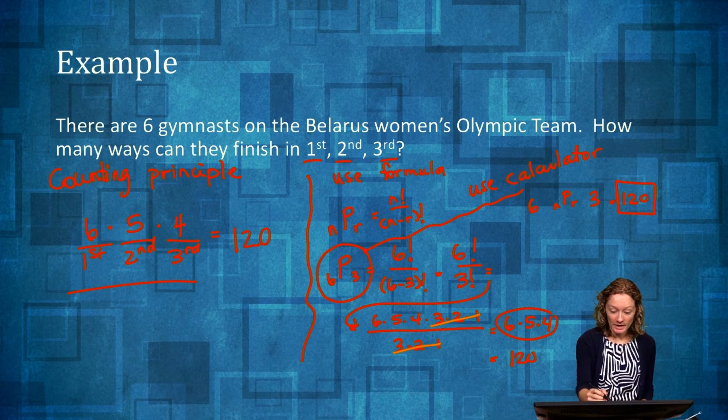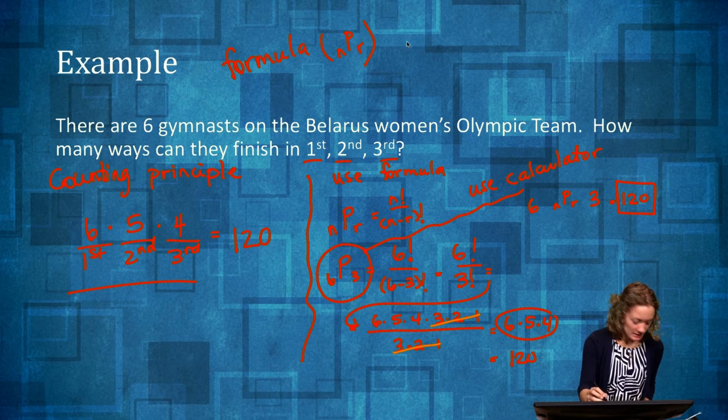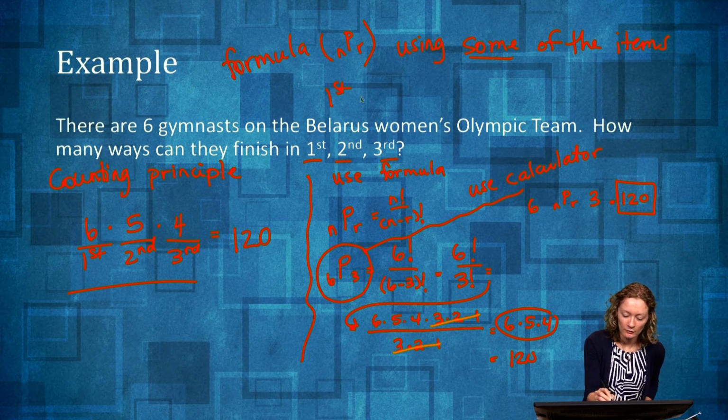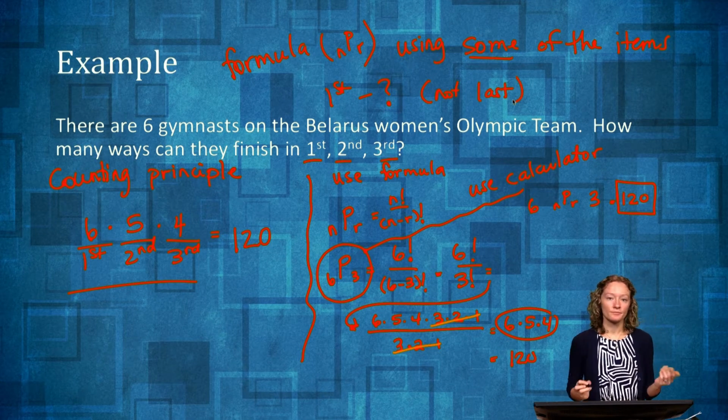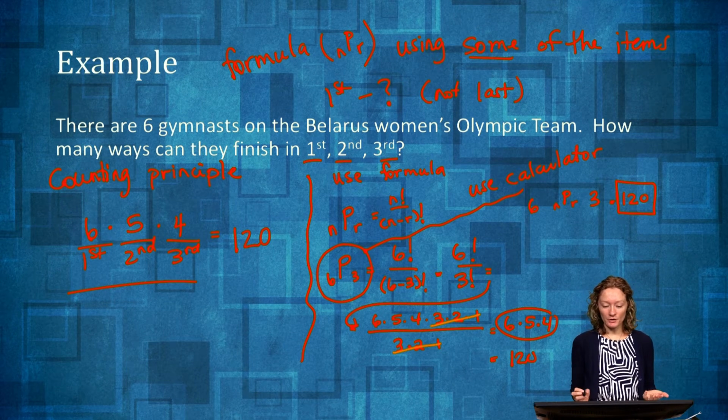And then let me just note that, again, the formula, your nPr formula, is good when you're using some of the items, first through something, but not last. If we went all the way through last, then the straightforward factorial would work. The good news is even if it is first through last, the formula here would work. So you can default to the formula in all cases if you'd prefer.